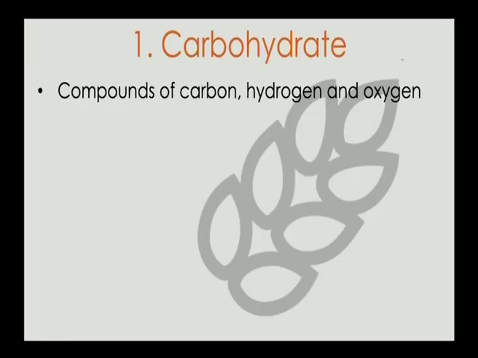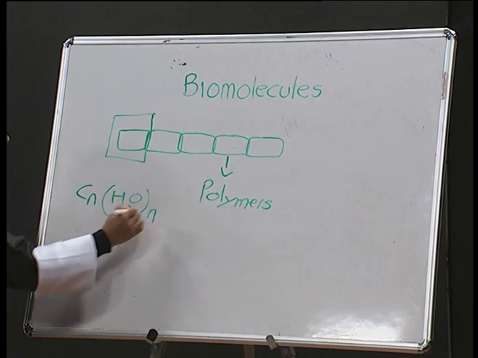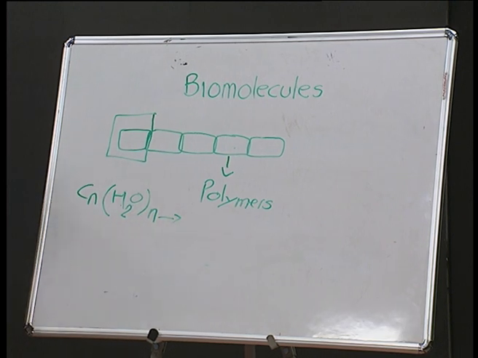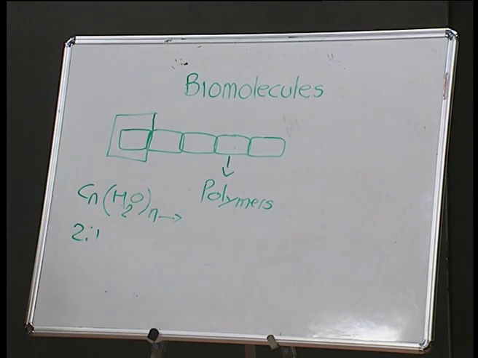Carbohydrates are compounds of carbon, hydrogen, and oxygen. They can be represented with a general formula, which I'm going to write on the board. CnH2nOn, where n is the number of carbon atoms, which is why these are called the hydrates of carbon. And if you look at the ratio of the hydrogen and the oxygen, they occur in a 2:1 form.